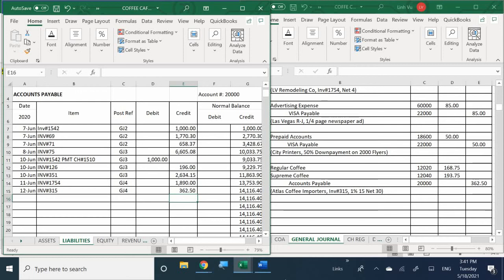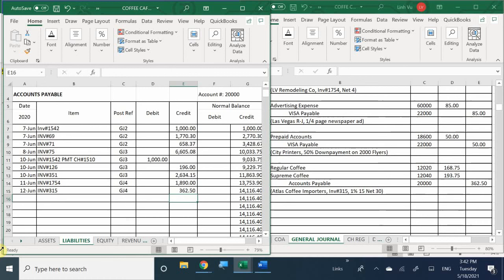Where am I at? I think the date. I thought I missed an entry, but I just had the date wrong. Oh, okay. Did you get the same account balance though? Reading it right now. Okay. $14,116.40. Yes.